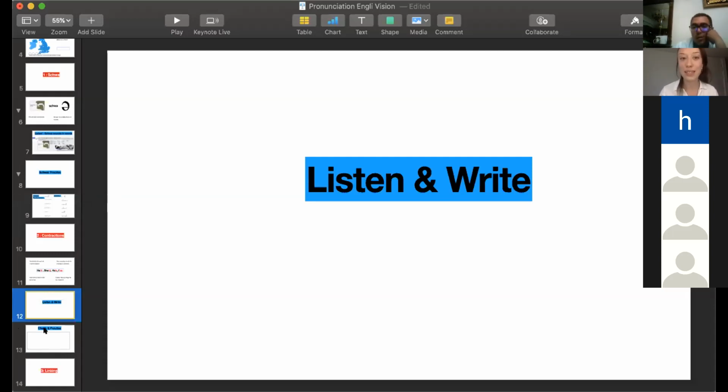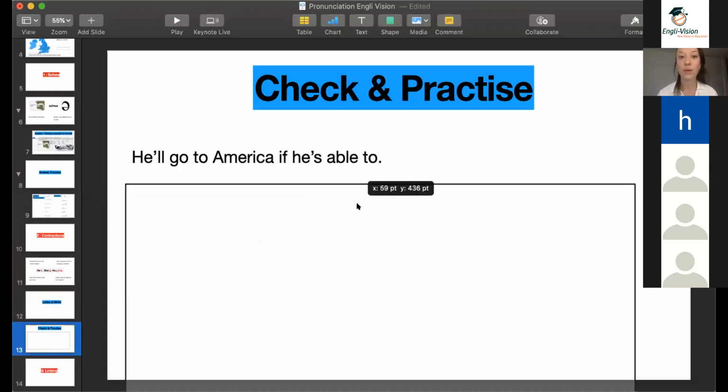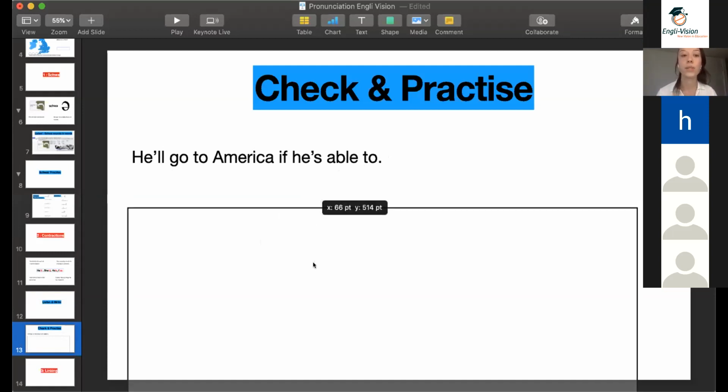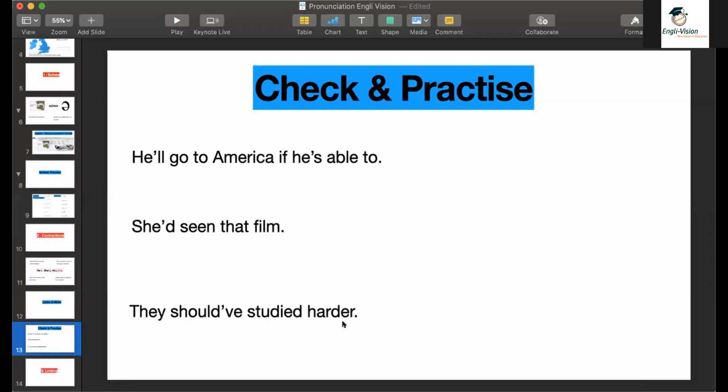Okay, let's have a look. What did you hear from the first sentence? So I said, he'll go to America if he's able to. He'll go. Not very clear that I'm using the future. He'll go. They're very quick. Number two, she'd seen. Again, the contraction is very weak. We can't hear it clearly. She'd seen that film. And finally, they should have studied harder.